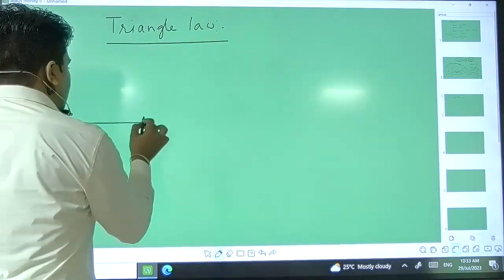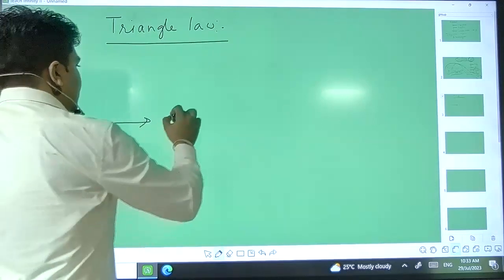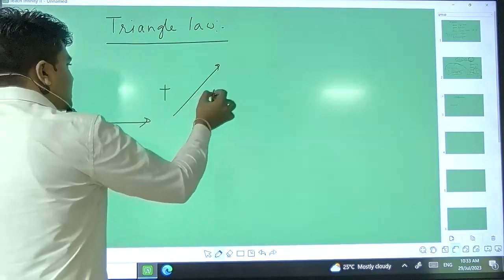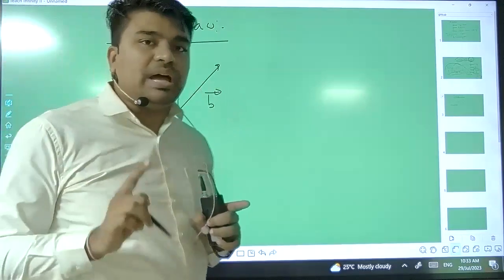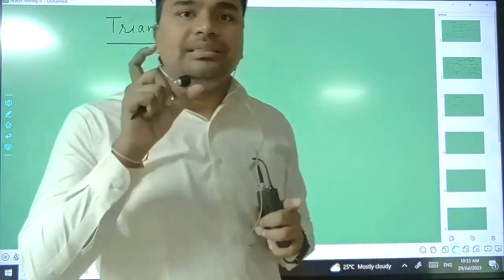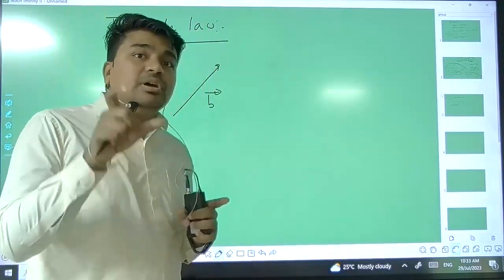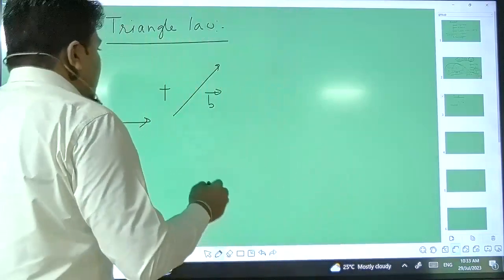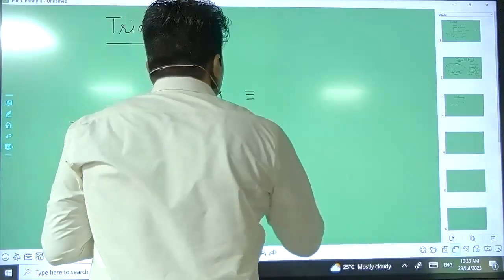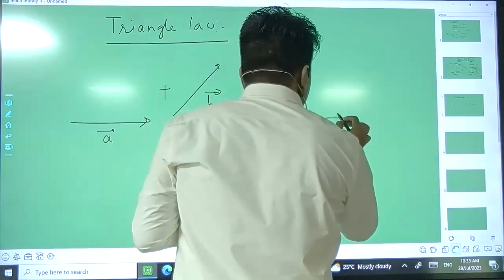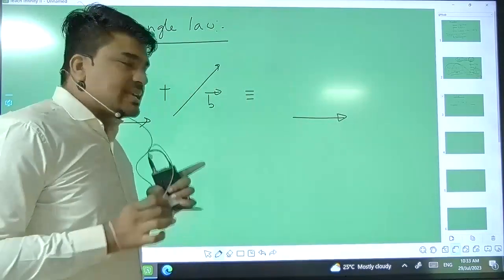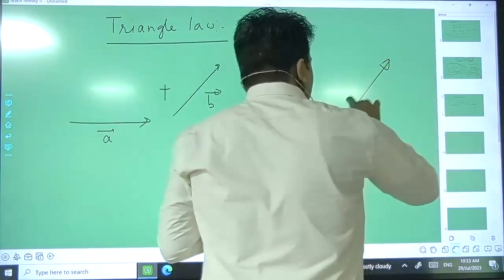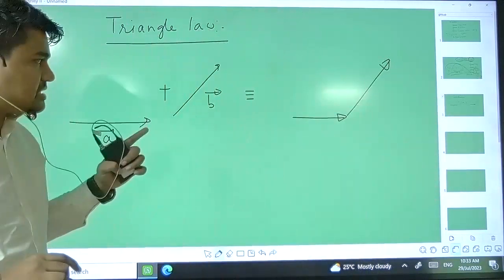Suppose you have two vectors, vector A and vector B, and we have to add these two vectors. Then the triangle law of vector addition comes into the picture. We are going to draw a diagram: keep the first vector like this, and put the tail of the second vector at the head of the first vector like this.